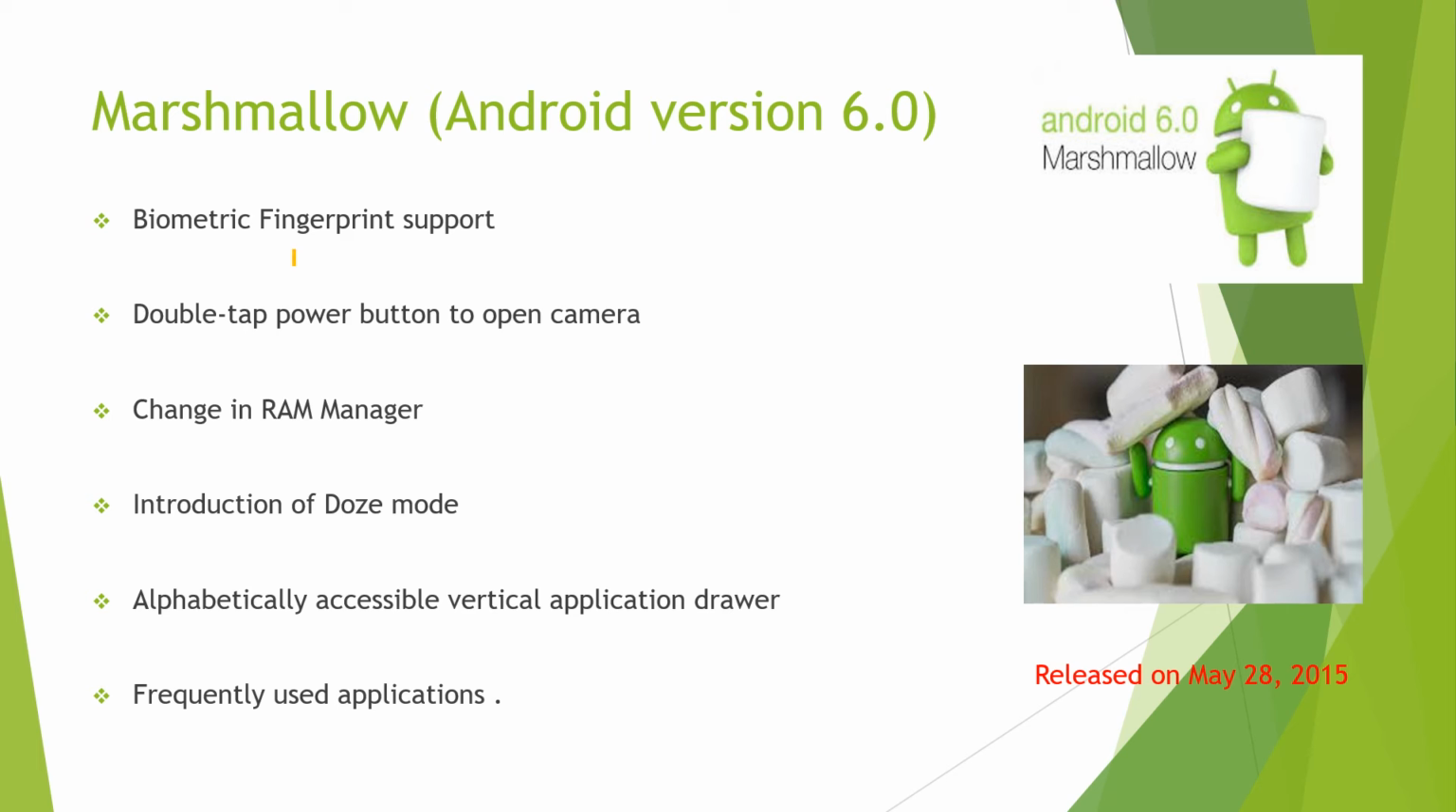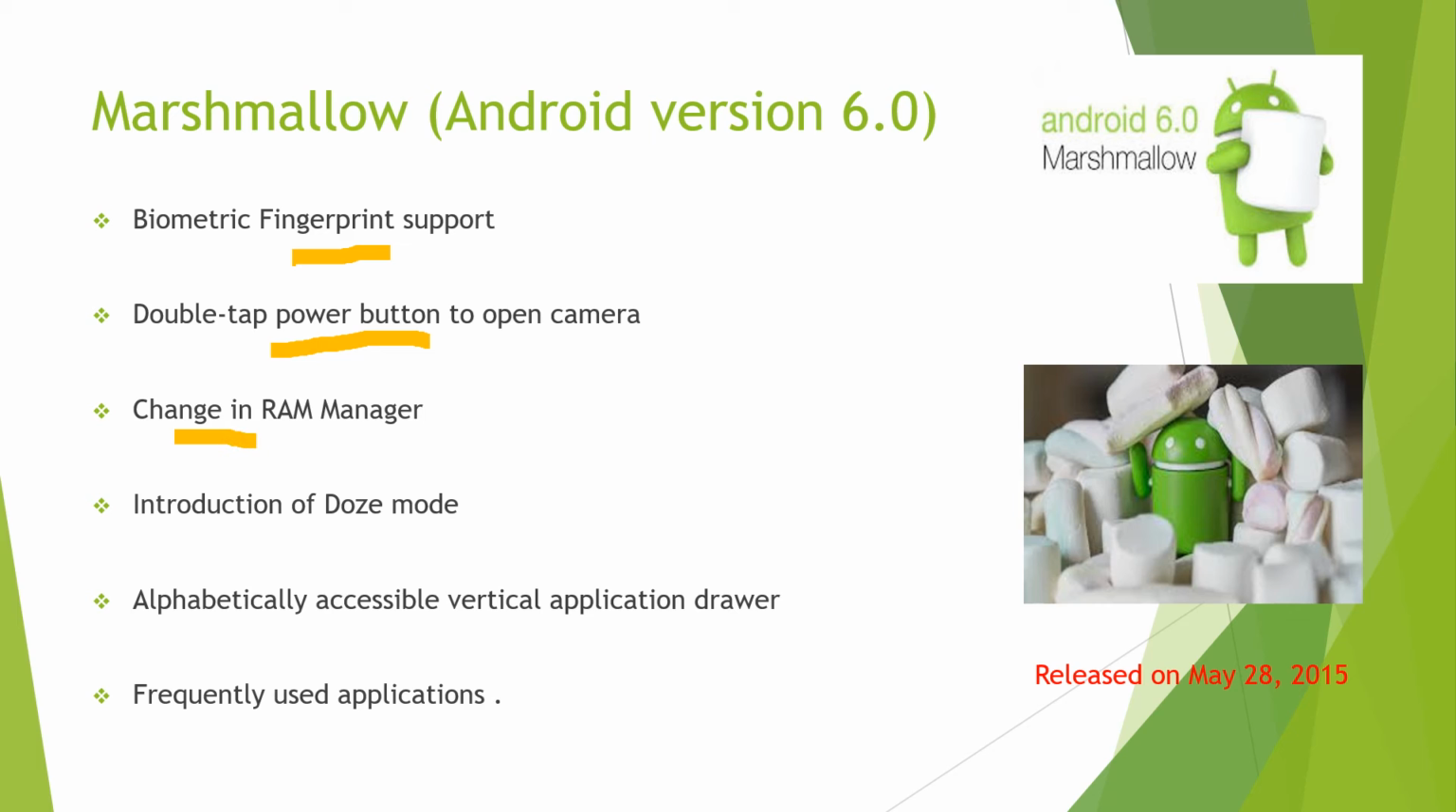The first feature: biometric fingerprint support. This was an extra advanced security option where users can unlock their device with their fingerprints. So if you want a device with a fingerprint unlocker, then buy a device with the Marshmallow OS on it. You could also double tap the power button to open your camera application.